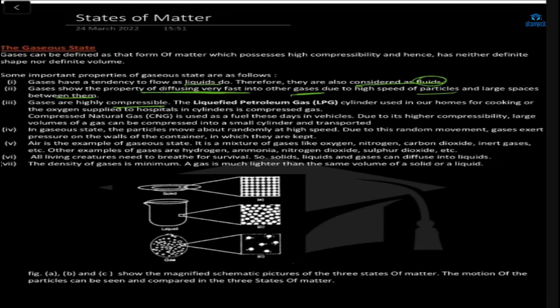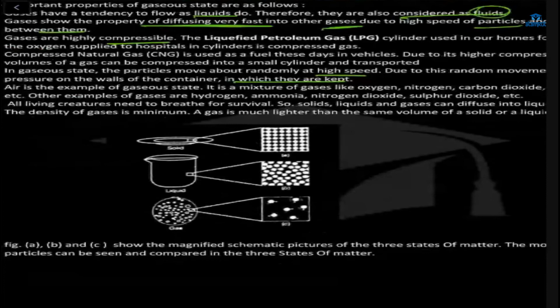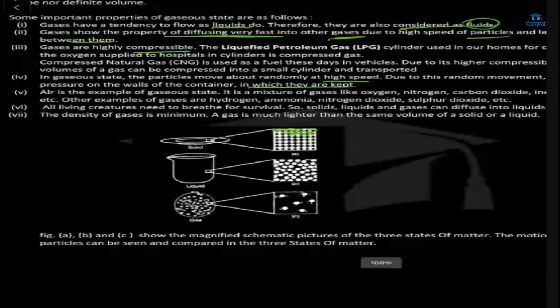The particles move about randomly at high speed. Due to this random movement, gas exerts pressure on the walls of the container in which it is kept. In solid, all the particles are bound to each other. In liquid, they are a little apart, but in gas, they are fully apart.